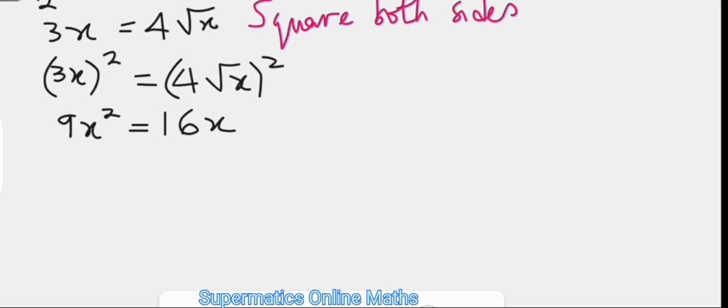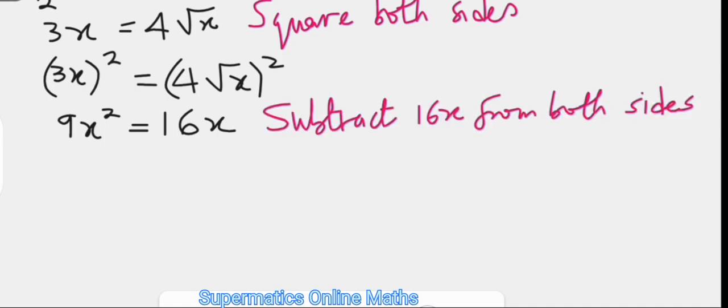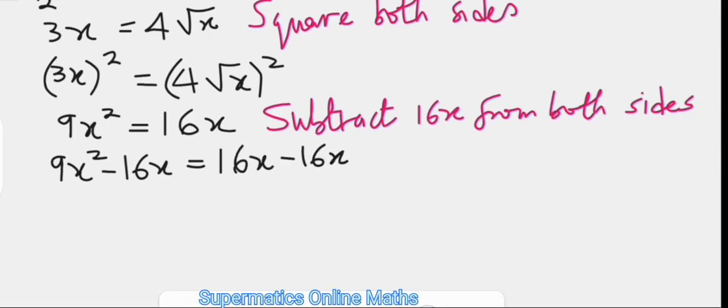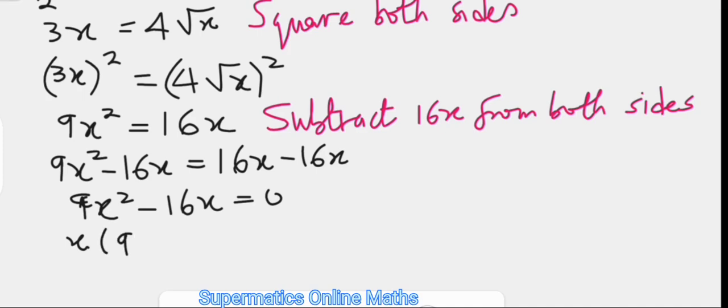Then we subtract 16x from both sides. That is 9x squared minus 16x, and on the right 16x minus 16x, which eventually becomes 0, so that we have 9x squared minus 16x equals 0. x can be factored from the left hand side, so when we factor x, it's going to be x times the quantity 9x minus 16, and everything equals 0.